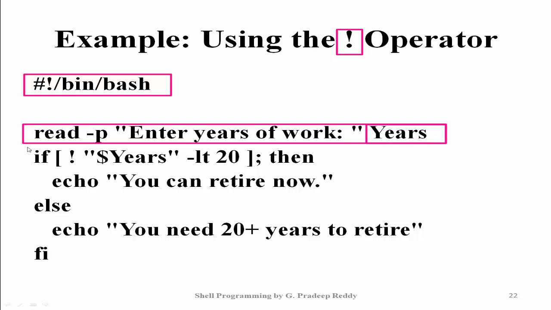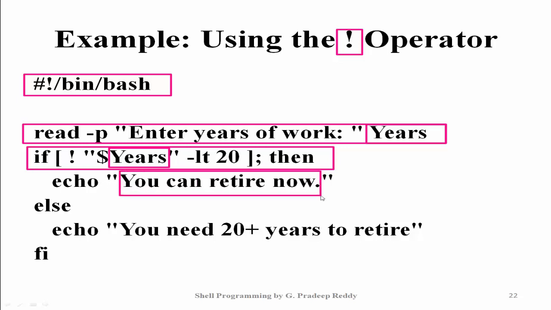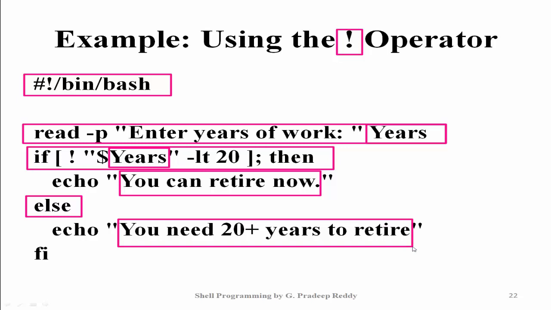Here you are going to check that the number of years you have entered is not less than 20. If it is not less than 20, then it is going to print "you can retire now". Otherwise you are using an else statement, and it will show "you need 20 plus years to retire", and the if should be ended with fi. There is a rule in shell: whatever if statements you have specified should be ended with fi.